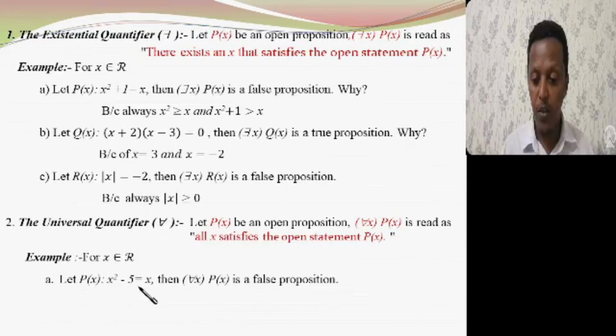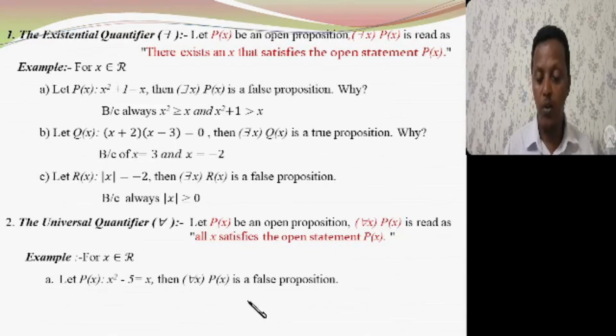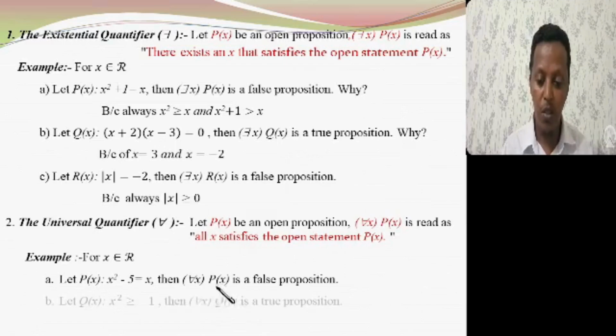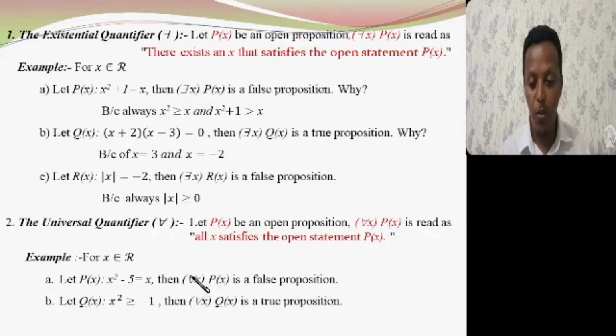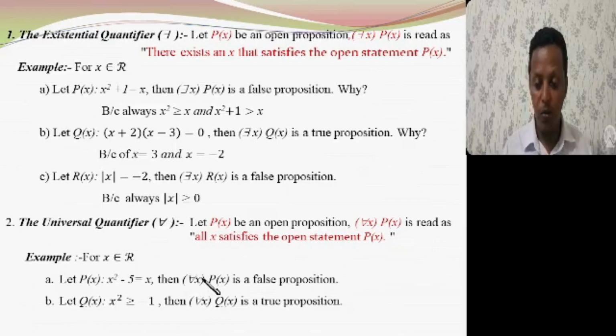Let's take an example. Again, our domain x is taken from the real numbers. So P of x: x squared minus 5 is equal to x. The open statement containing the variable x, x squared minus 5 is equal to x. So for all x, P of x is a false proposition. Because not all real numbers will satisfy the property of P. So the open statement is converted to a statement by attaching the universal quantifier.